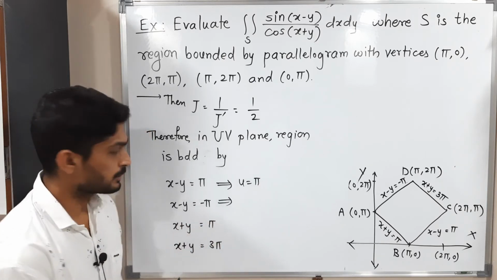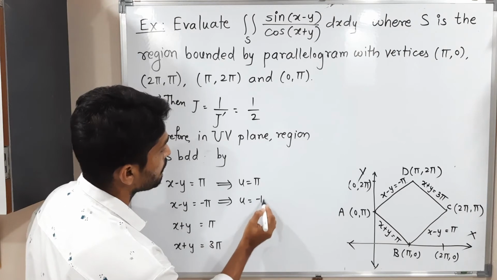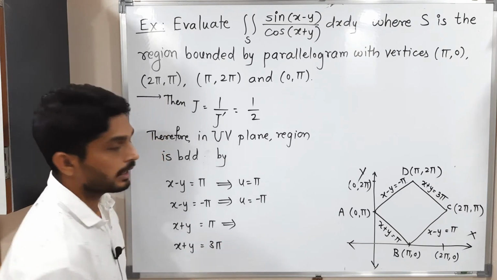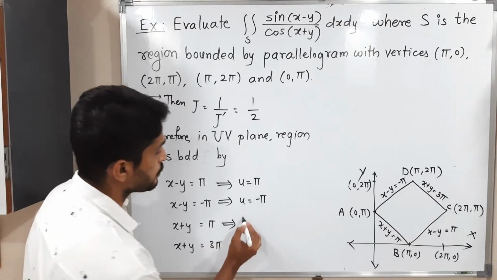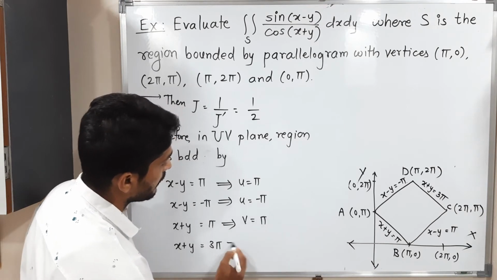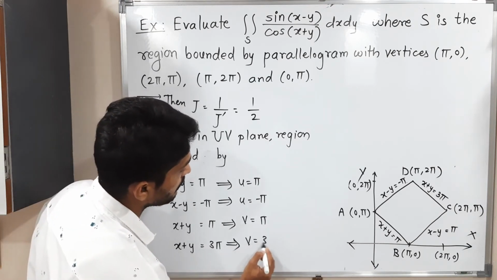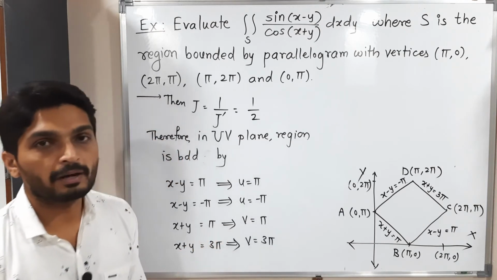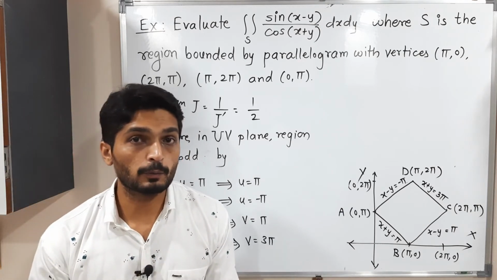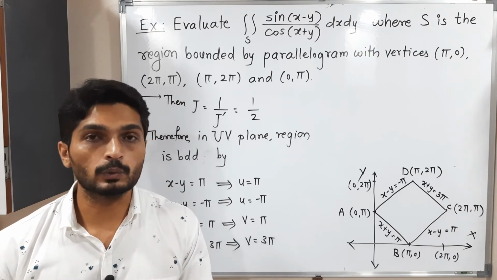X minus y means u, so u is equal to minus pi. X plus y is equal to v, so v is equal to pi, and x plus y is equal to v again, so v is equal to 3 pi. So that means the region is bounded by u is equal to minus pi, u is equal to pi, v is equal to pi and v is equal to 3 pi.